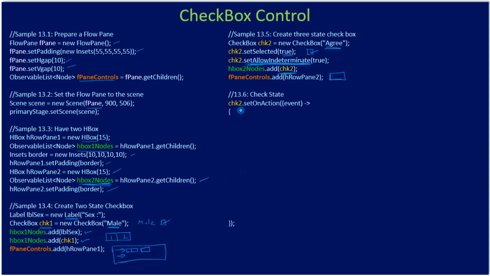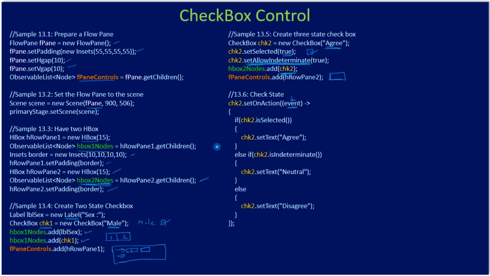After that, we handle set on action only for this second checkbox. Once again, we are using the lambda expression based event handling, set on action event. So this one, you can pass any parameter name you want. This is parameter name, not type. So event, EVE, whatever you want to pass, you can pass. Inside, if you want to use this parameter, you can use it.